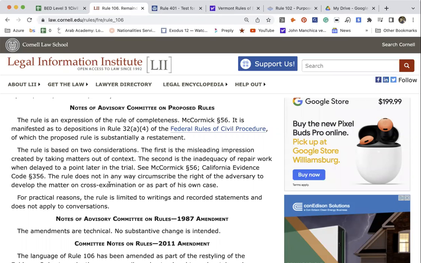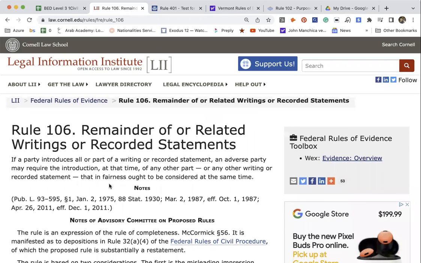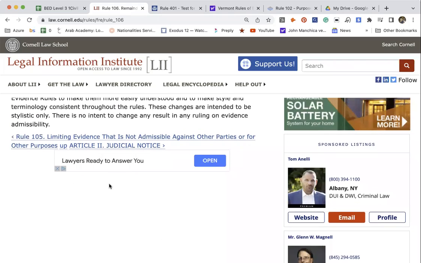For practical reasons, the rule is limited to writings and recorded statements and does not apply to conversations. So if a party introduces all or part of a writing or recorded statement, the adverse party may require the introduction at the same time of any other part or any other writing or recorded statement that in fairness ought to be considered at the same time. So this, I believe, if I understand this correctly, is how you could cherry pick from a document. And so you need to be able to see the document in its whole, or anything else that would allow you to, in fairness, consider it at the same time. So that's what this is telling us here.